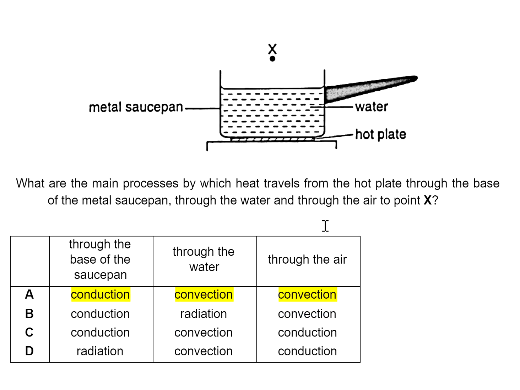The next question. In this case, the hot plate transfers the heat through the base of the saucepan. The base of a saucepan is a solid. As I've mentioned in class, when heat travels through a solid, it will always be conduction. So you go through the base, that's conduction. Inside the water, that's convection, so hot water rises.